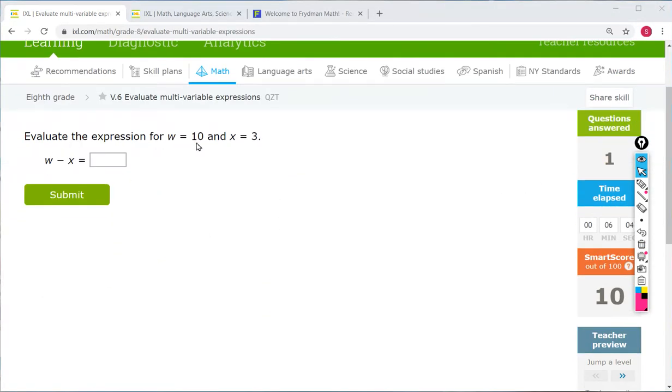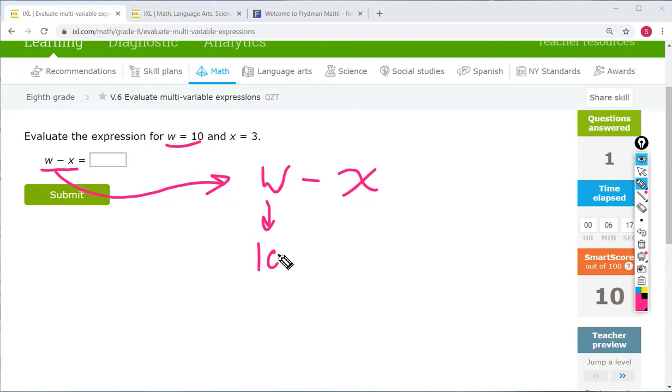Evaluate the expression for w equals 10 and x equals 3. So we have over here w minus x. I'm just going to write it over here. W minus x. So w is 10 and x is 3. So we have 10 minus 3, which is 7. Again, an easy problem over there.